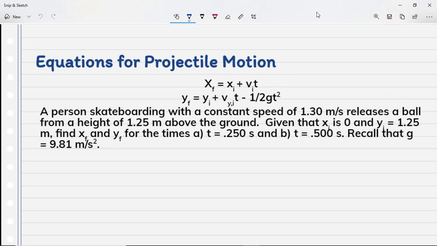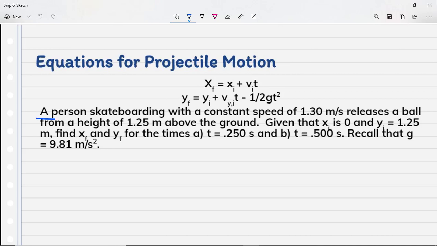A person skateboarding with a constant speed of 1.30 meters per second releases a ball from a height of 1.25 meters above the ground. Given that x is 0 and y is 1.25 meters, find x final and y final for the times at t equals 0.250 seconds and t equals 0.500 seconds. Recall that g is 9.81 meters per second squared. So let's take a look at some of the information that we have.